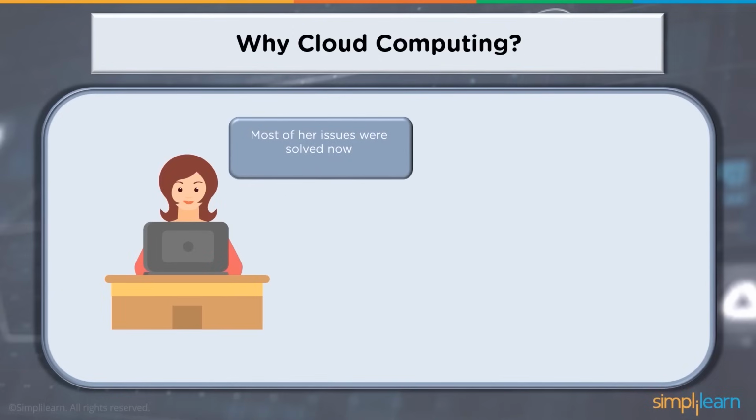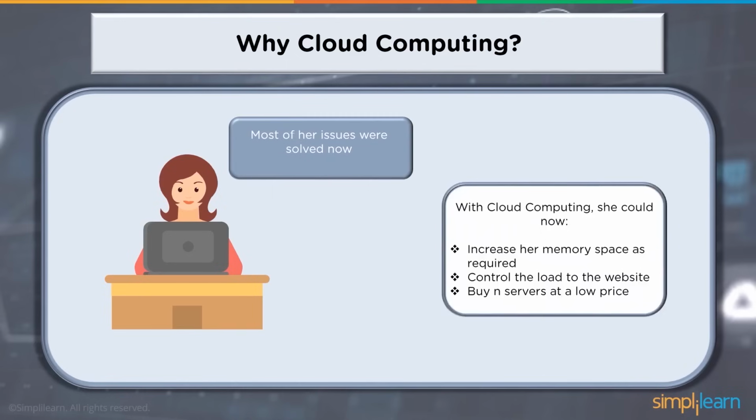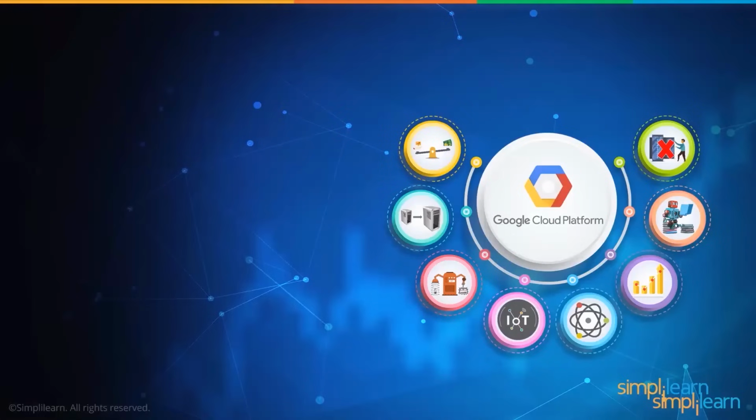Most of her issues were solved when she started using cloud computing, and with cloud computing she could increase her memory space as required, that is on demand, control the load to the website, that is basically load balancing and handling more requests on the website or requests per minute, buying servers at a lower price, that is scaling up or down based on the requirement.